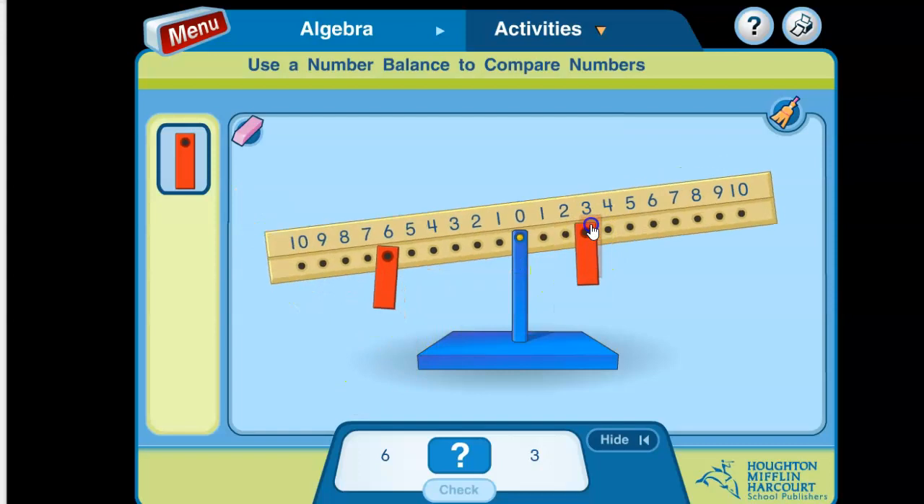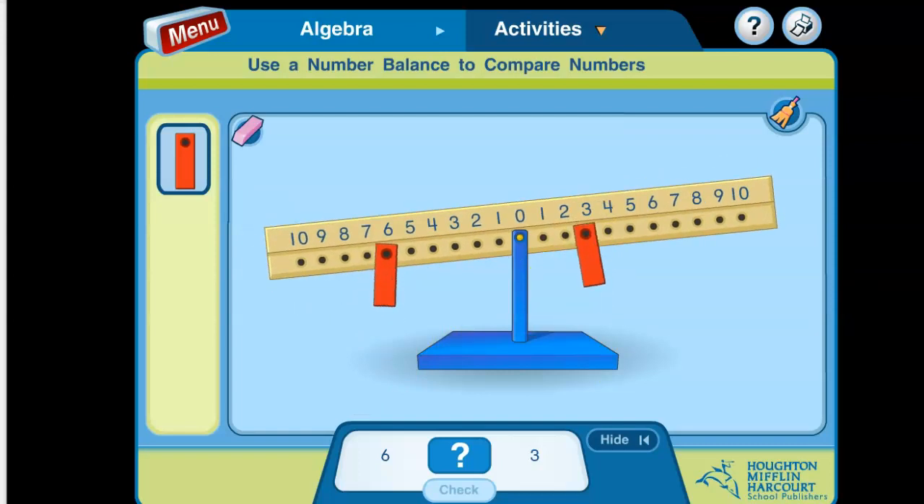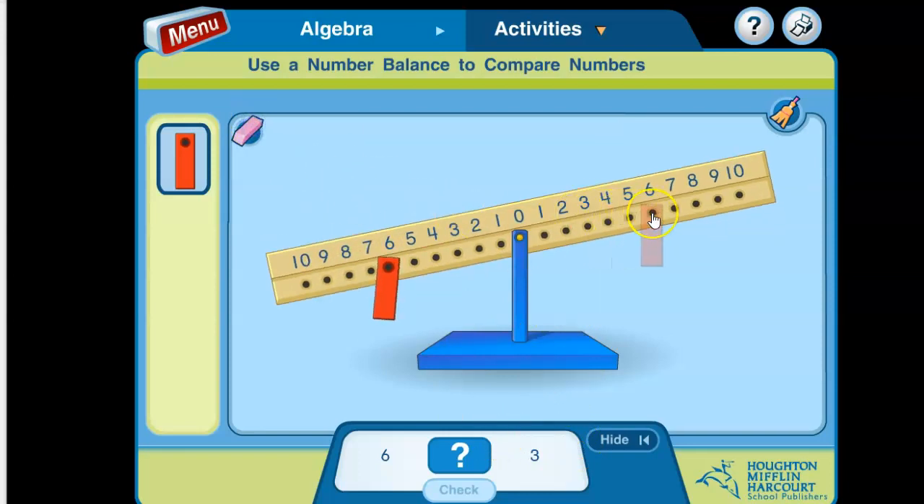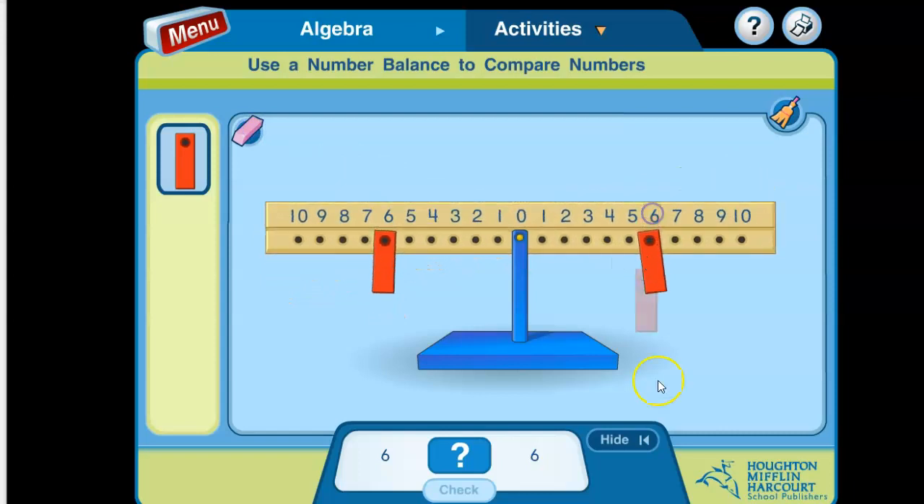What if I put it on the 3? So now the 6 is greater than the 3. Let's put it on the 6. Let's see if that works. Oh, wow. Look. It's now balanced. So that means that 6 equals 6.